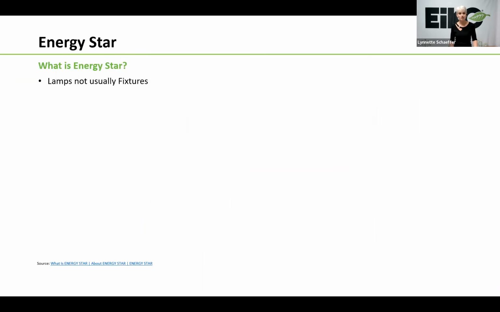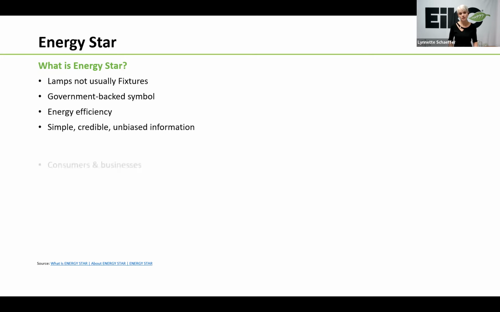All right, Energy Star certified products primarily deal with LED replacement lamps. That's why we're talking about them in this particular presentation. And it also deals with other screw-in types of LEDs versus LED fixtures. This is why you will not see Energy Star rated fixtures. Instead, fixtures typically will meet DLC requirements. So Energy Star is just a government-backed symbol for energy efficiency. It provides simple, credible, and unbiased information to consumers and businesses just to make sure that they're making good, informed decisions about the products they're buying.